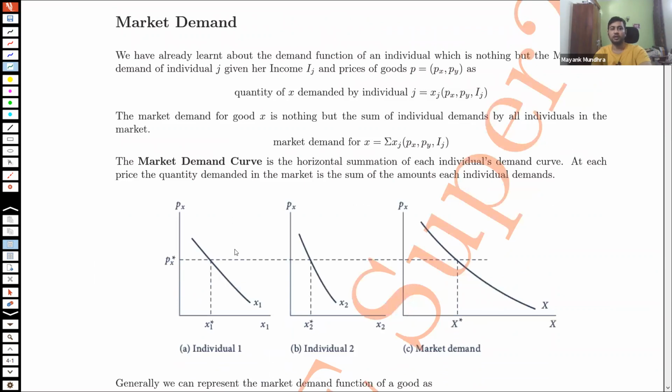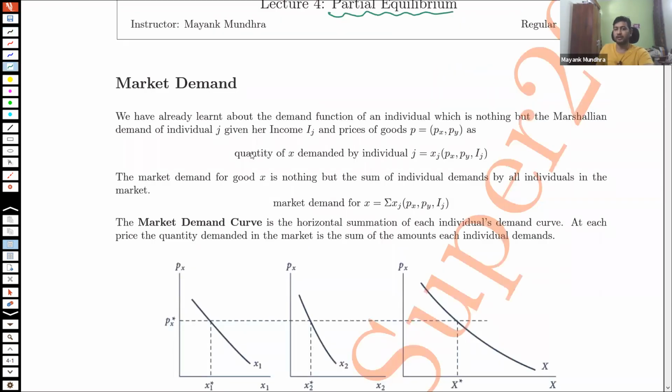So first, let us look at how the market demand is formed. So what is market demand? The quantity of any good X demanded by individual J is given by the demand function which we found in the first chapter. It was a Marshallian demand function. We used to get this as the intermediate step in finding the utility maximization of the consumer. So XJ is the demand which any person makes from the market.